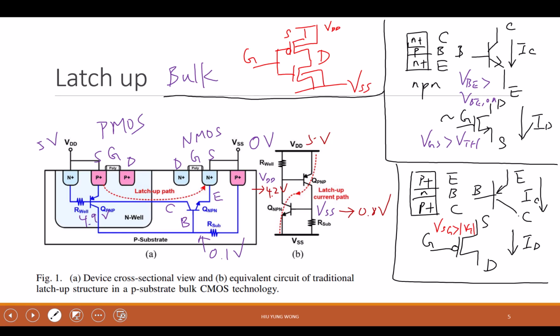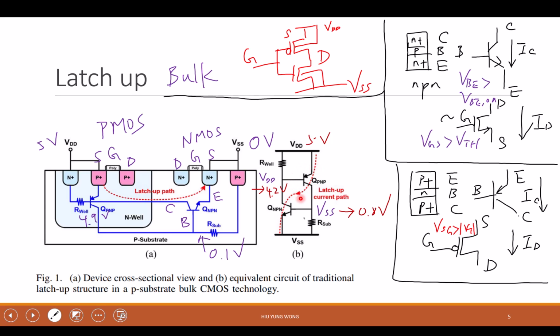So how do you avoid this issue then? Maybe it's advantageous to manufacture in this P substrate. Yeah, very good, right? How do you avoid this issue? Then there are a few things. First, if I can make R well and R sub very conductive, it means reduce their resistance, then even if I have some current, the potential drop won't be large. Then I won't be able to turn it on easily.